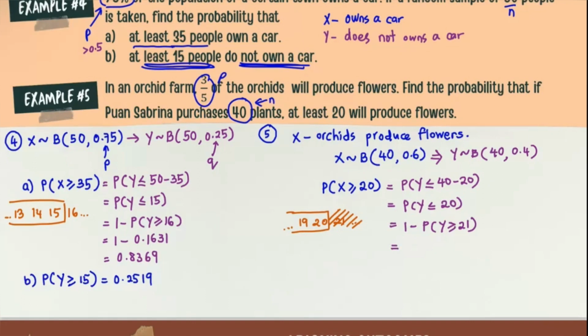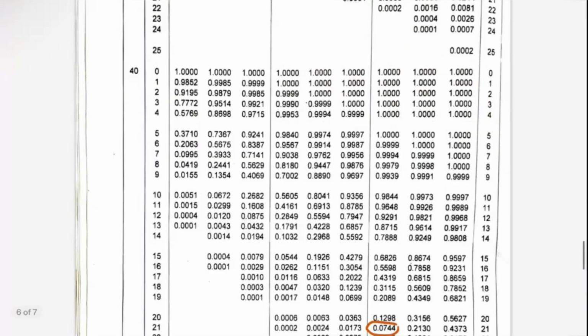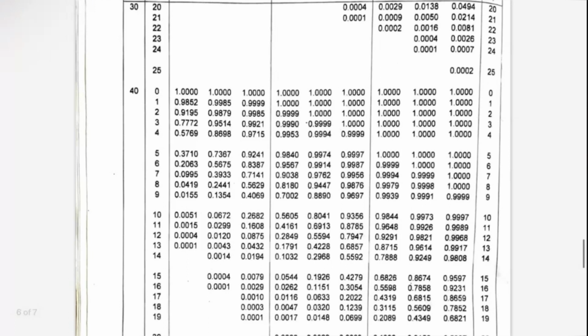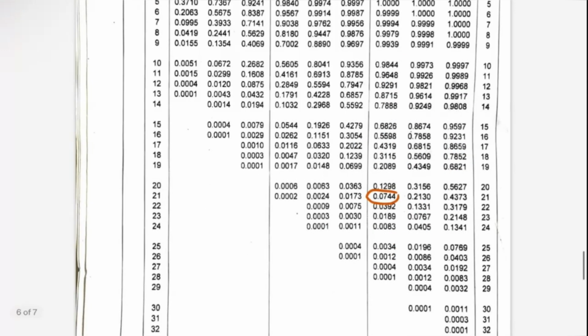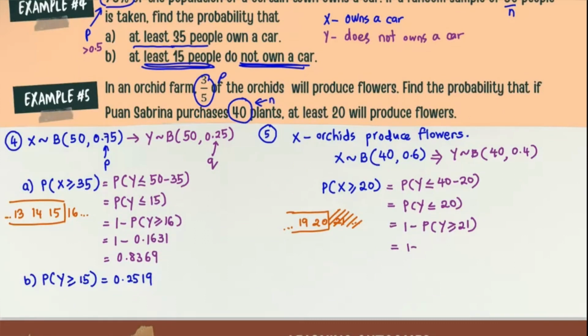Okay, now let's refer to our table 0.4 P dan N kita 40. So N kita 40, P 0.4 here. So kita akan refer from this column. Oh, kat sini dah ada jawapan dia. 0.21 will be 0.0744. Okay, so 1 minus 0.0744 will be 0.9256.